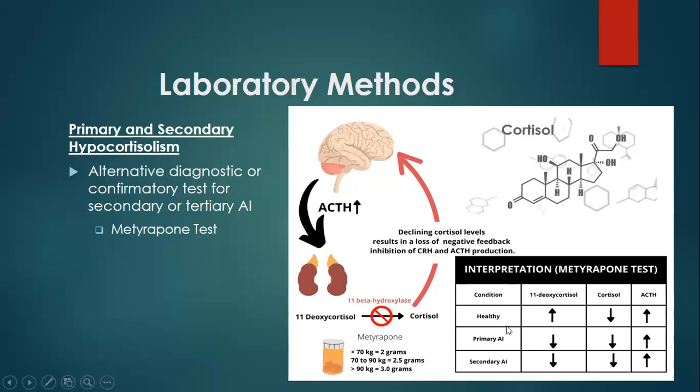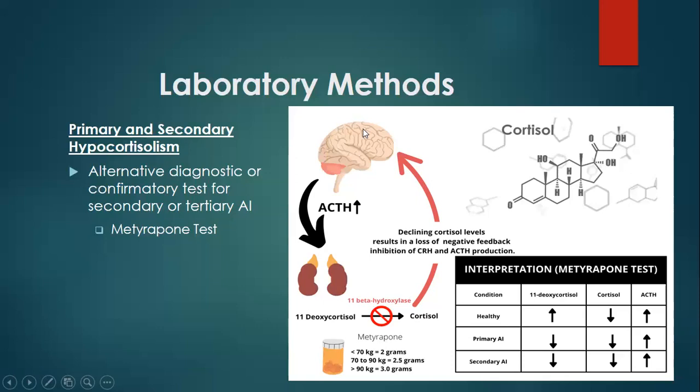So in a healthy individual during metyrapone tests, if you have blocked the activity of your 11-beta hydroxylase, you are expected to see elevated levels of deoxycortisol. Why elevated? Because this would be accumulated because it is not converted into cortisol. And then you'll have a decreased cortisol level, which would stimulate your pituitary gland and hypothalamus to produce more ACTH. Hypothalamus would produce increased CRH, which in turn acts upon the anterior pituitary gland to produce more ACTH.